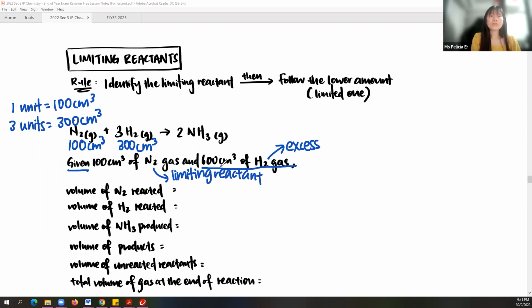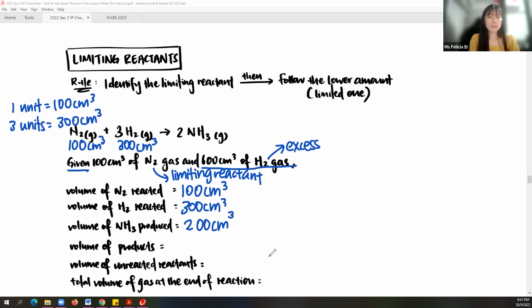Yeah, so usually to identify the limiting reactant, you just randomly sub in one number. Then you see in the end which one is enough, which one is not enough, which one is just nice. Okay, so in this case, what's the volume of N2 that reacted? It will be all because N2 is not enough. That's why the answer is 100 cm³. Then how much H2 reacted? By right, 1:3, so it should be 300. How much NH3 produced? 2 units, so 2 units will be 200.